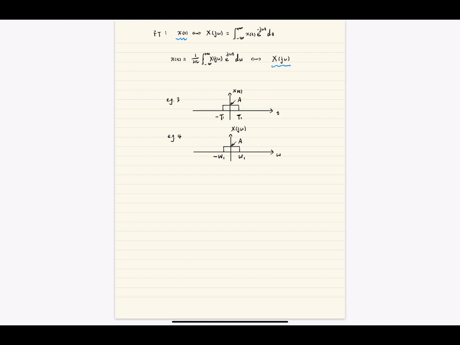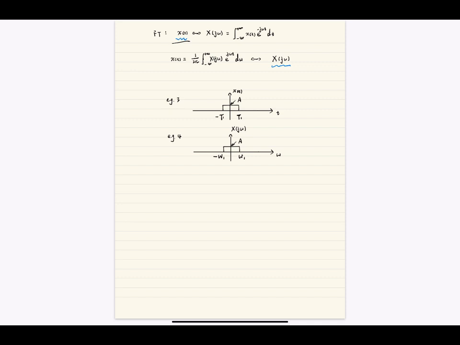In the Fourier transform, we will use two equations. The first equation transforms a time domain signal, x of t, into a frequency domain signal, X of j omega, by this integration. In the second equation, we transform a frequency domain signal, X of j omega, into a time domain signal x of t. You can treat the second equation as the recovery of x of t from X of j omega.